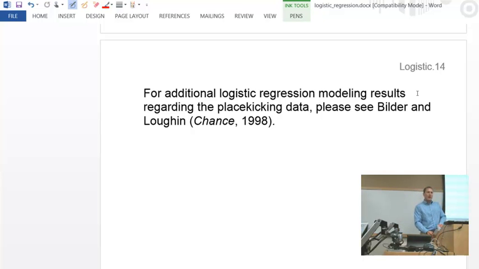So if you want to know more about place kicking, take a look at my paper on it. That was my very first paper that I ever had published.